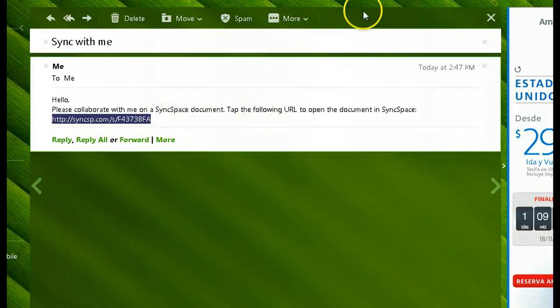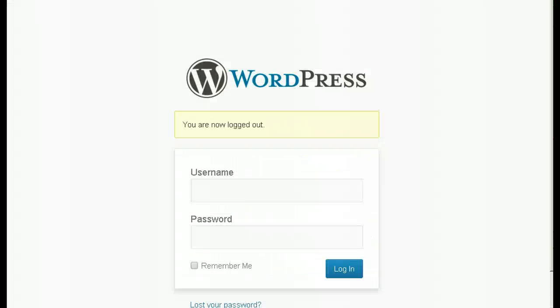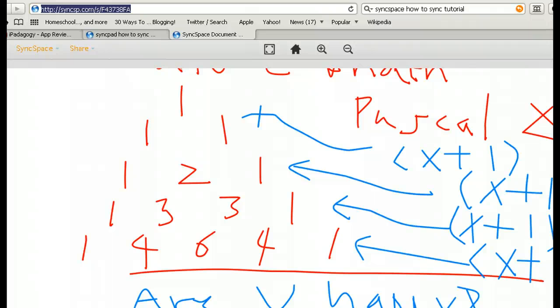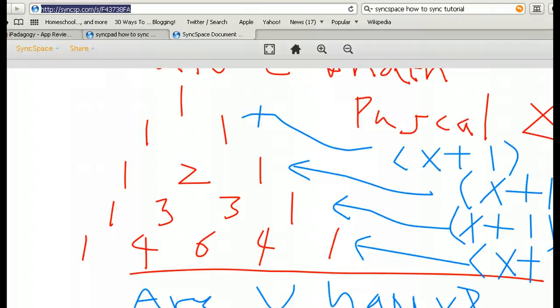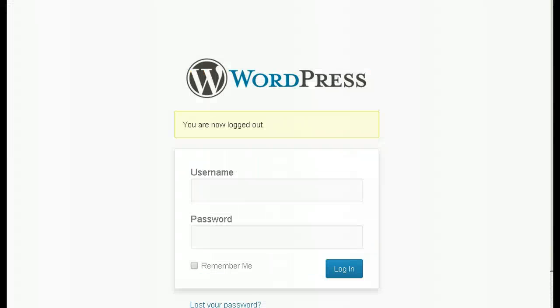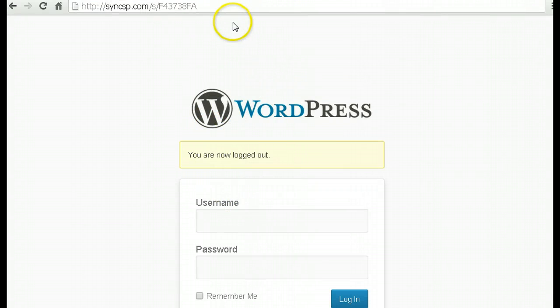Okay, so this is the link for the email you receive. Once you receive it, you copy and paste the link, something like this. You copy paste the link like this, and then get in there.